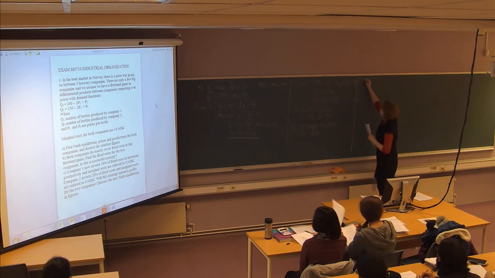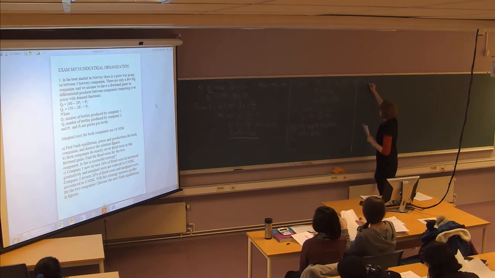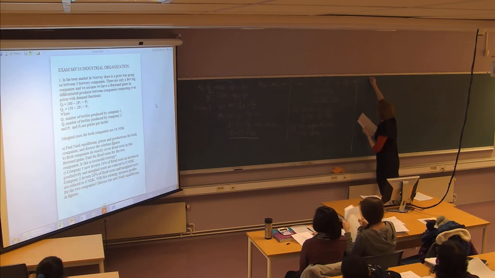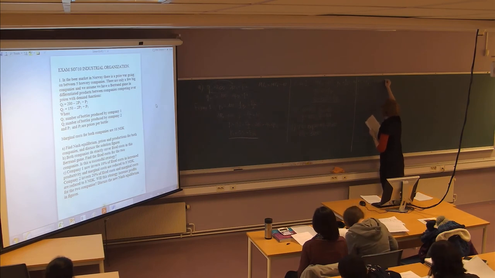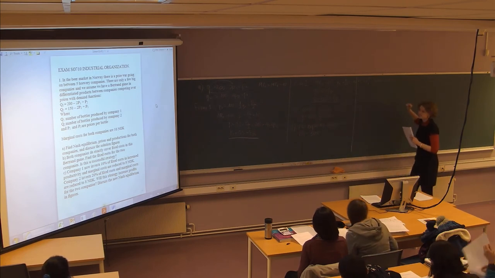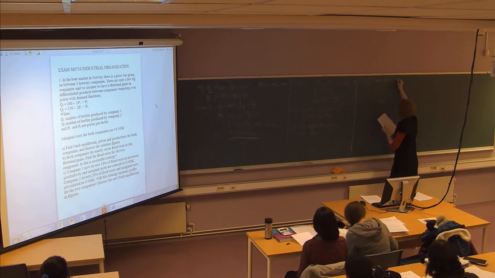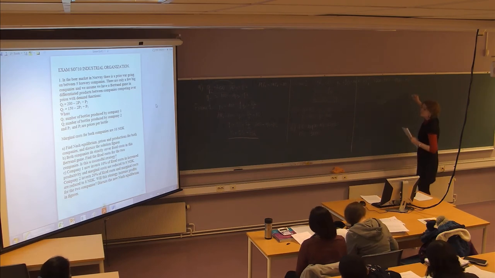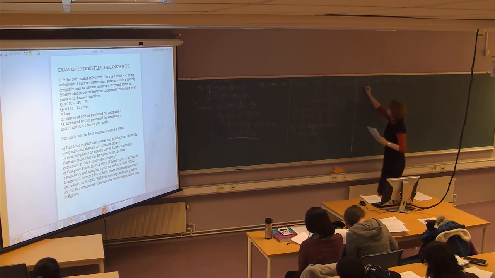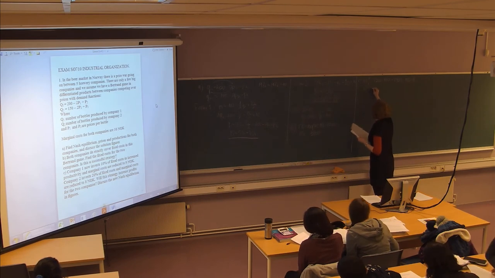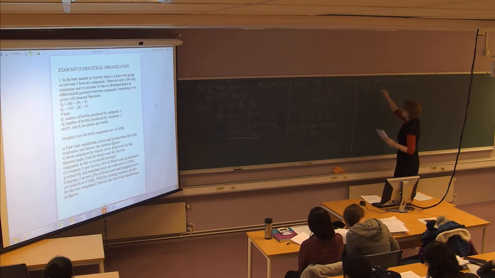So now my new fixed costs for company 1 will be 7,200 plus this 10%, right? This will be 7,920. And new marginal costs will be 9. Fixed cost of the second company will be 5,000 plus 20%. It is 6,000. And marginal cost here will be 8, right?